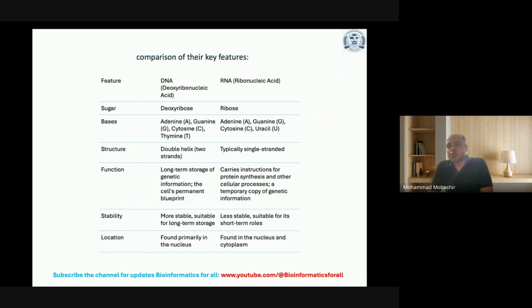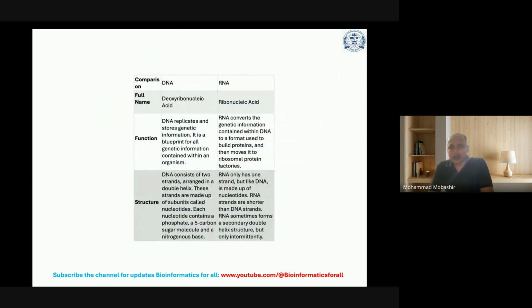Function, long-term storage of genetic information, the cell's permanent blueprint, that is DNA, while RNA carries the instructions for protein synthesis and other cellular processes, a temporary copy of genetic information. Stability, DNA is more stable and suitable for long-term storage, while RNA is less stable and suitable for short-term roles. Location, DNA is found primarily in the nucleus, while RNA is present in the nucleus and the cytoplasm.